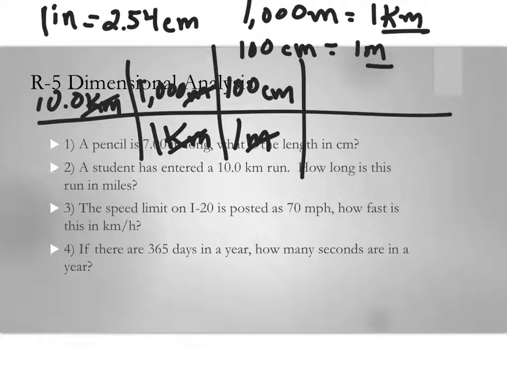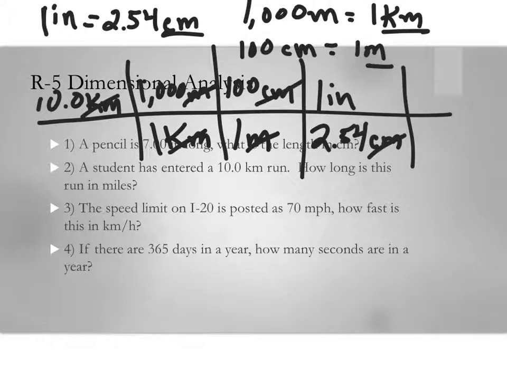Now we want to go from centimeters to inches. So we want to cancel out centimeters. So that goes on the bottom, the 2.54. And you got 1 inch right there. Centimeters cancel out. We're left with inches. We've got 12 inches equals 1 foot.